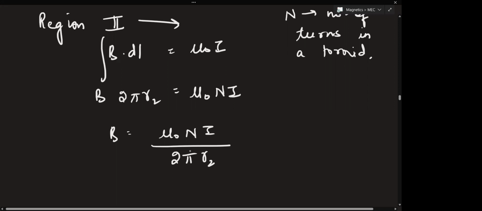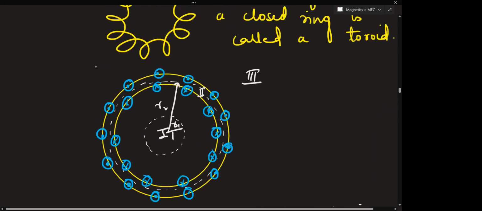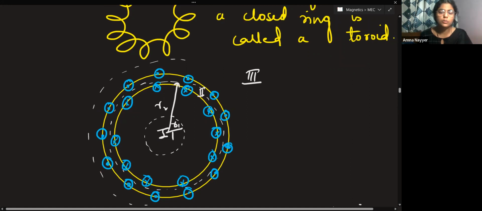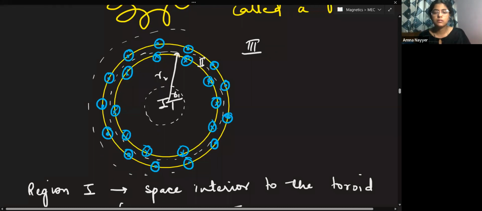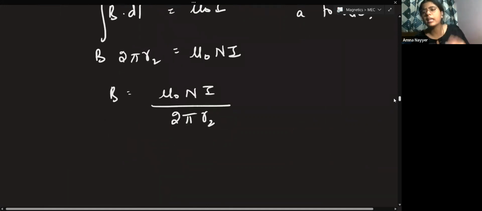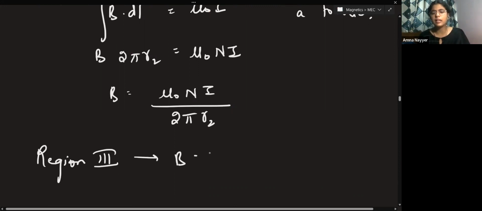Now you have region 3, and region 3 is this region outside. Even for region 3, if you draw an Amperian loop in the space exterior to it, like if you draw it here, the radius will be R3. But the magnetic field line is again not there, and even for a solenoid the magnetic field outside is 0. So for region 3, directly, even without writing Ampere's circuital law, you can write it as 0.